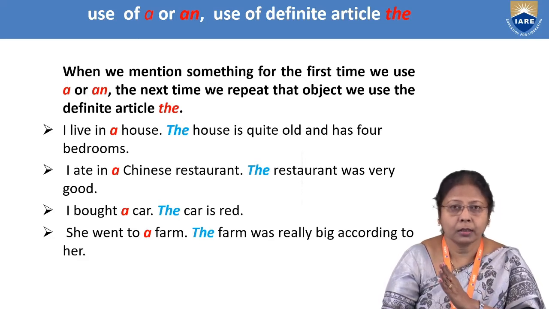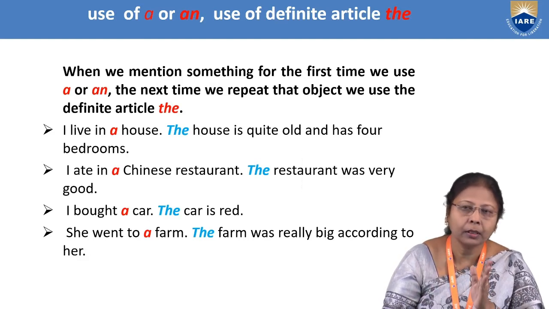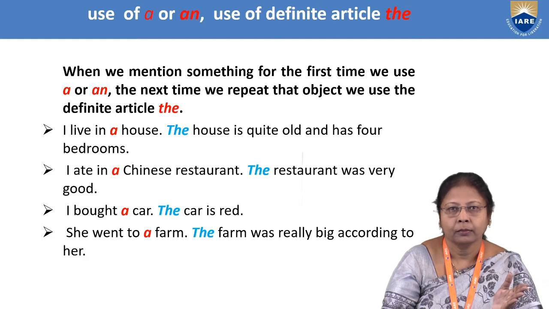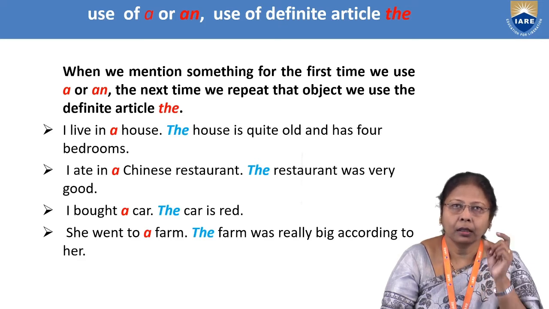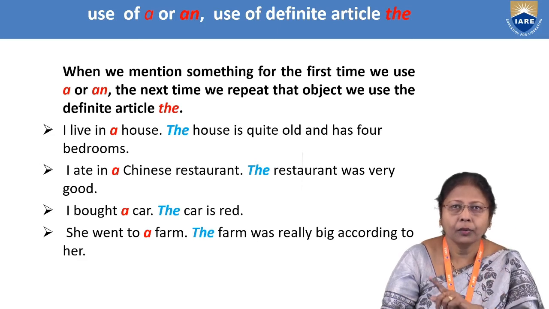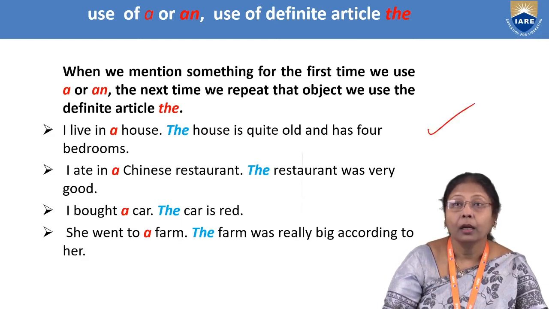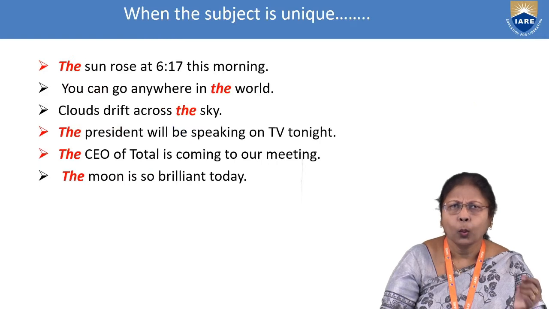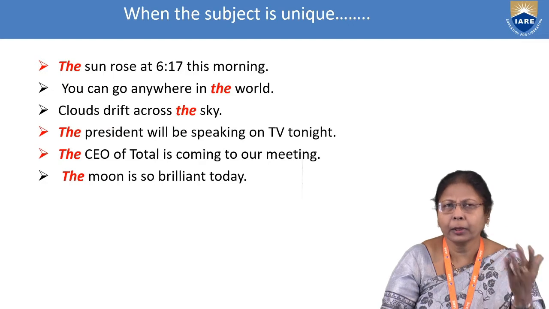The farm was, means the same, you are talking about the same farm again. The farm was really big according to her. So, first time when you are going to introduce something, go with the indefinite article a and an. Again, if you are going to repeat the same object, then you have to use the definite article the.